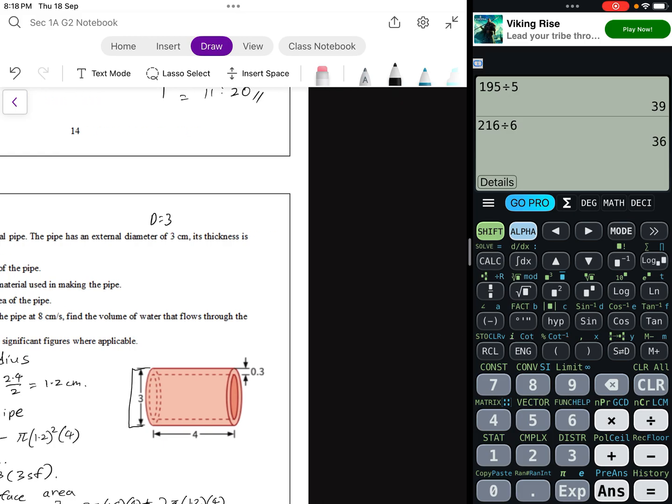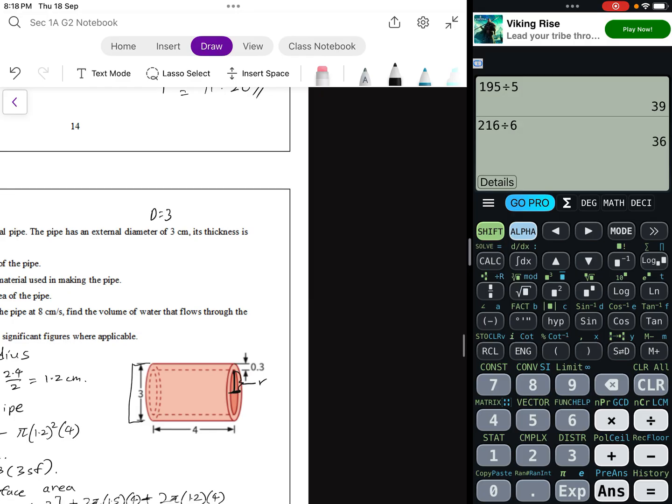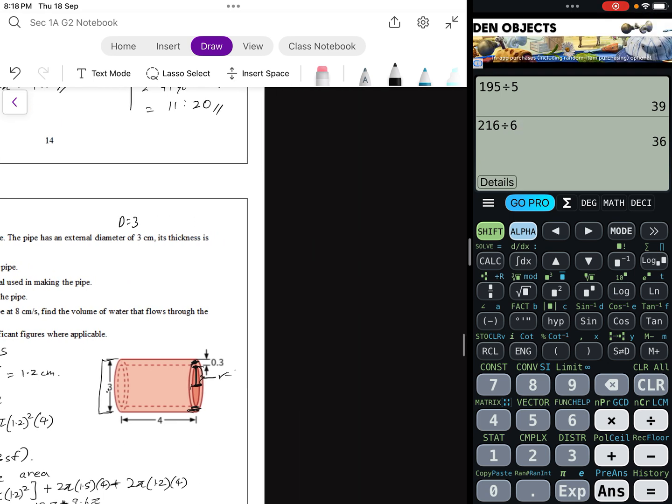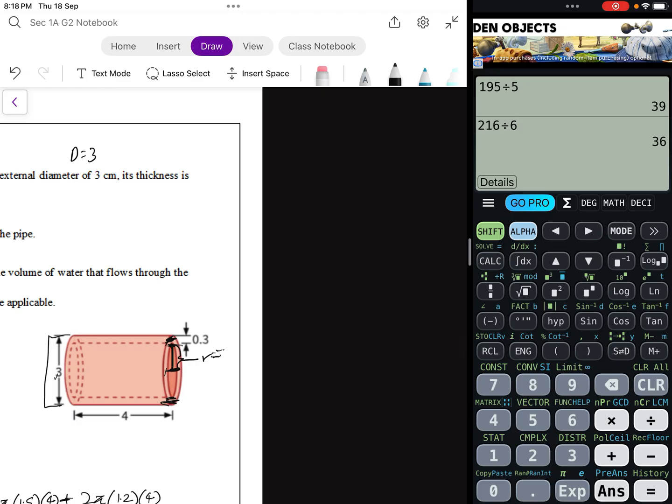So the internal radius of the pipe is this one. I use a small r to represent the internal radius. So I just take 3 minus this one and minus this one to find the internal diameter first. Then I divide by 2. So your internal radius is 1.2 cm.